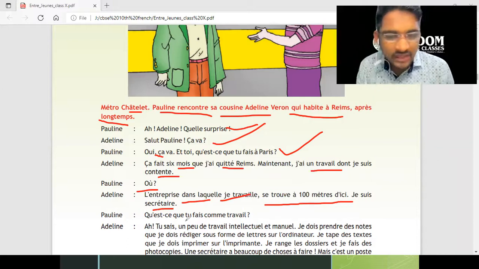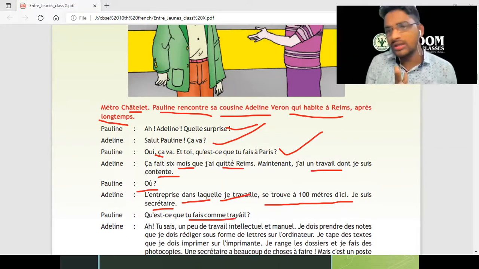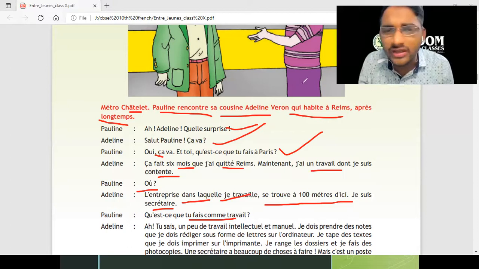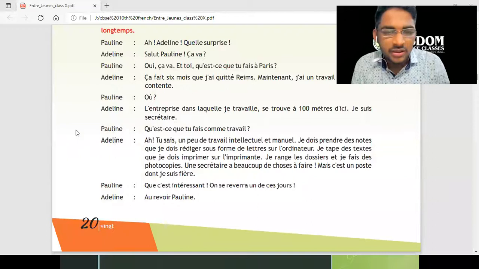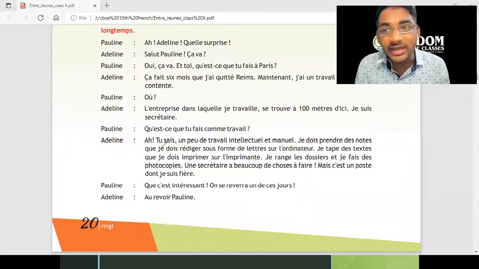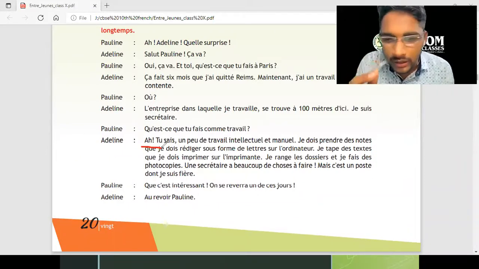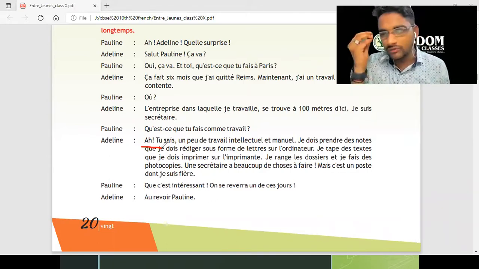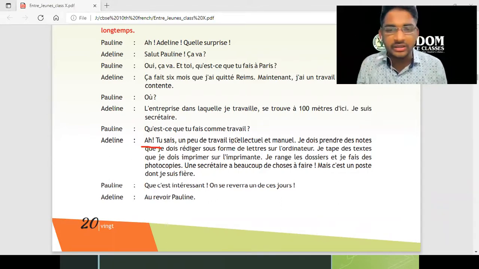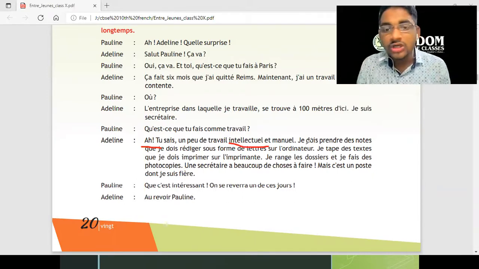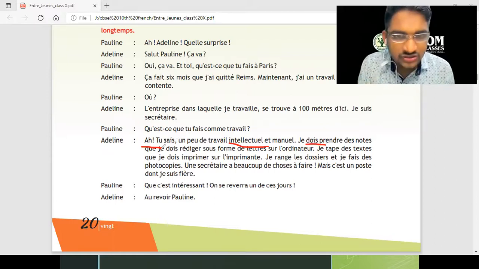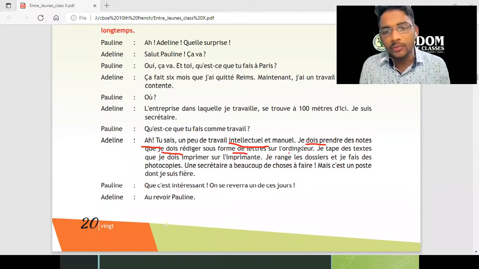"Nice, very nice. Qu'est-ce que tu fais comme travail?" So now Pauline asks, what do you do as work? What exactly do you do when you tell me that you are a secretary? It's a very interesting answer. Adeline says, "Un travail intellectuel et manuel." A little of a manual and intellectual work. When you're a secretary, you need both talents. There is some intellectual work and some manual work. "Je dois prendre des notes," I have to take notes, which I write in the form of letters on the computer. Basically, she has to note down or type things.